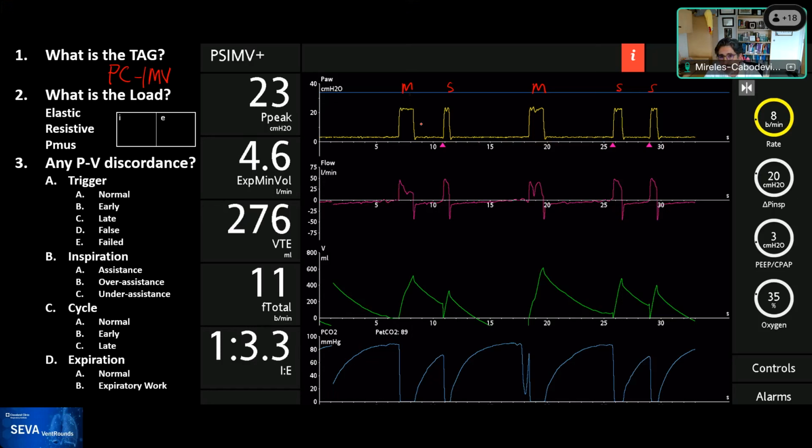Actually, what I was going to show you in the tracing is that all the rest of the breaths become spontaneous. So after this one, it's all spontaneous. So this is a type 2 targeting IMV, because once all the breaths are spontaneous, the spontaneous breaths are suppressing the mandatory breaths. So that's for you to be aware of.